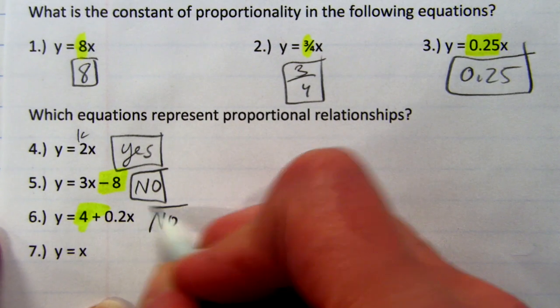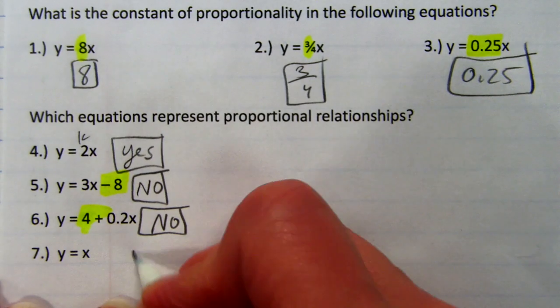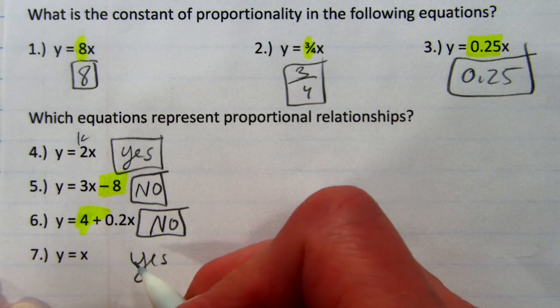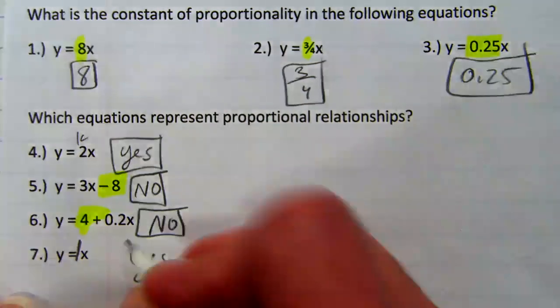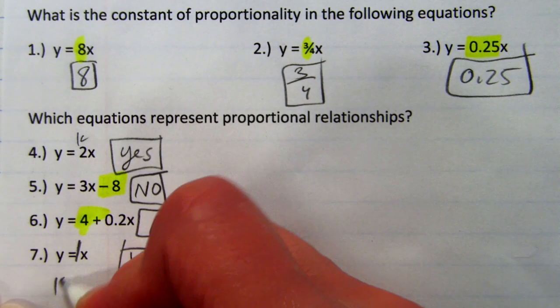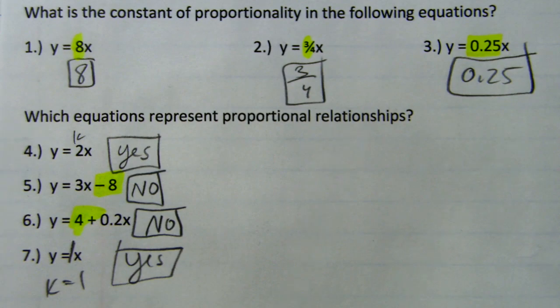So what do you guys think about 7? Yes. Okay, what would be the constant of proportionality? Oh, x. So what is implied? It would be 1. So it's 1. And so on that one, you might put k equals 1 underneath. So when I have x, that's always 1x.